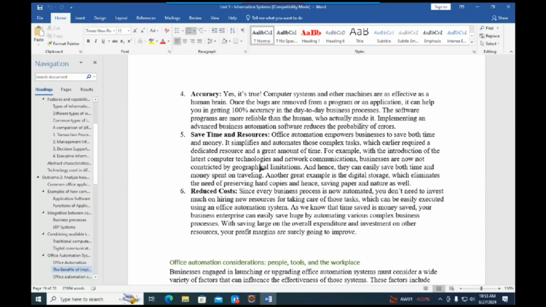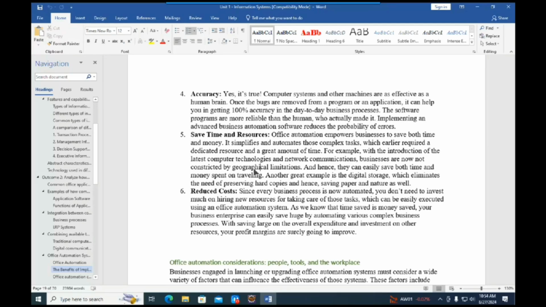So the last but not least point is that since we are able to automate the various processes here, we are able to reduce the cost. So when we reduce the cost, what happens is we are saving money, and the result of that is that we are going to maximize our profit.